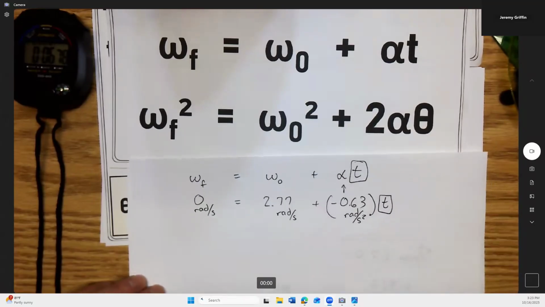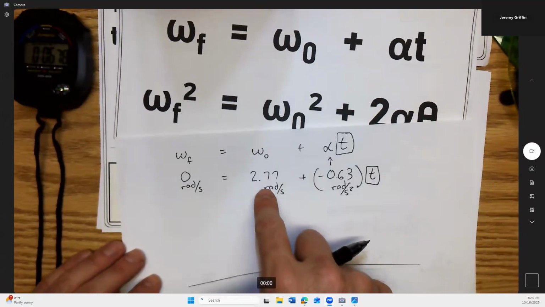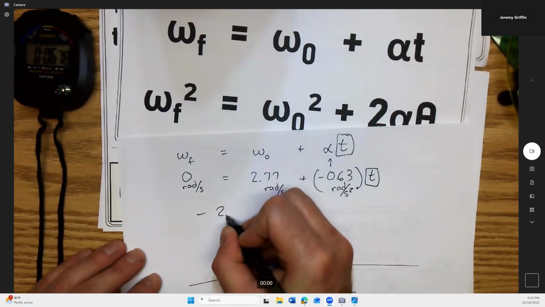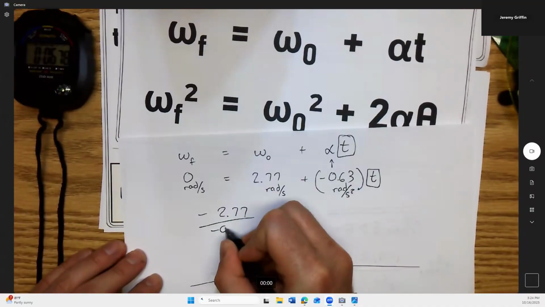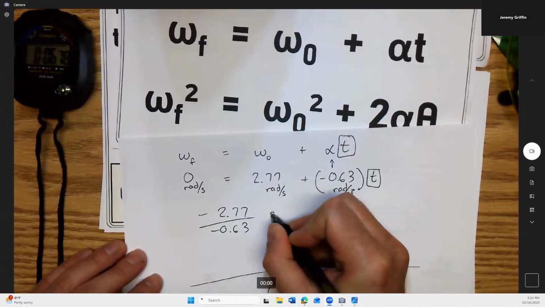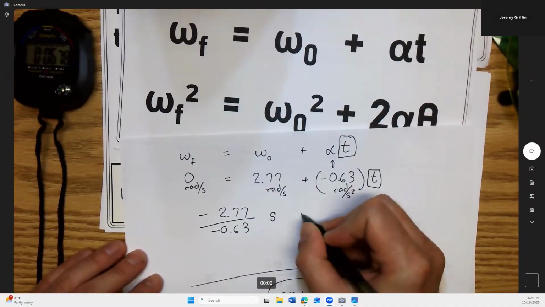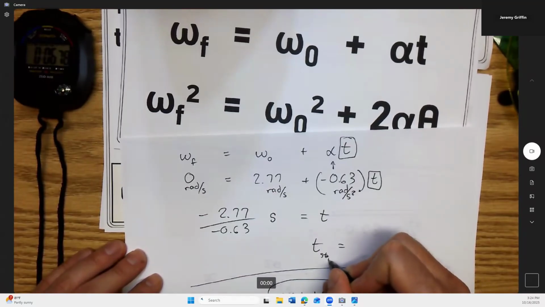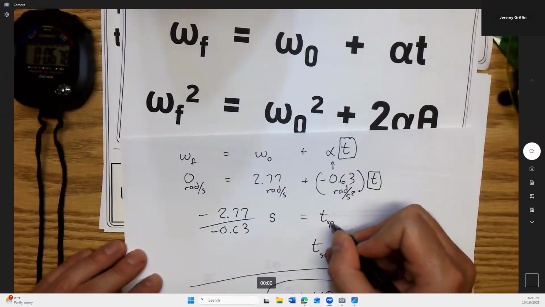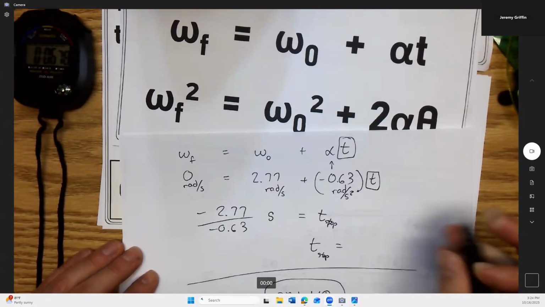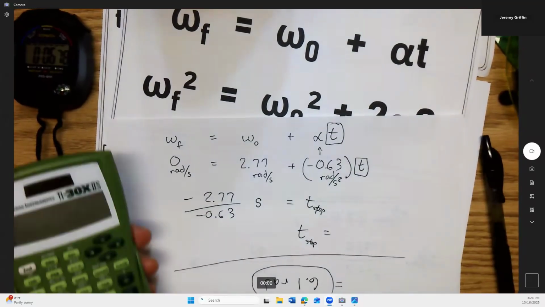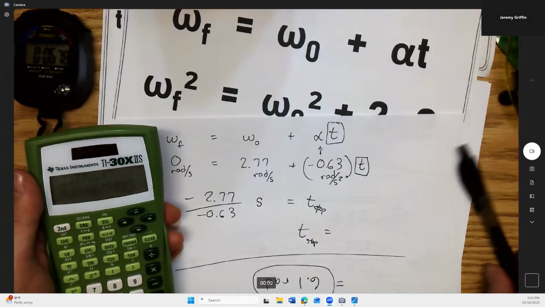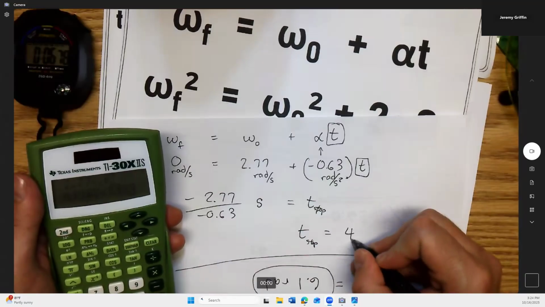Okay. So algebra, here, I'll throw in a little algebra step. Can I subtract that and then divide by that? So negative 2.77 over negative 0.63. And the units work out as seconds. That would be the time. So this is time stop, that's what we're solving for the whole time. Stopping time. Right, so negatives cancel. 2.77 over 0.63. Oh yeah, look at that.